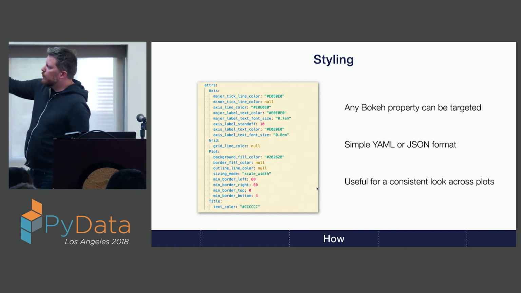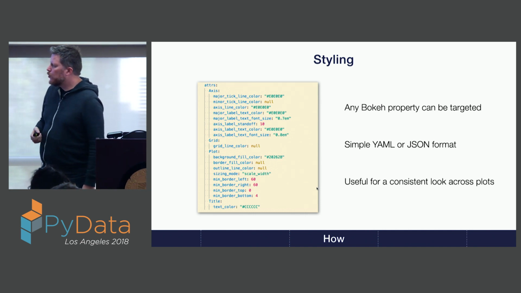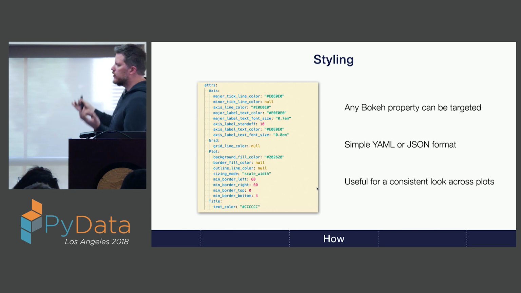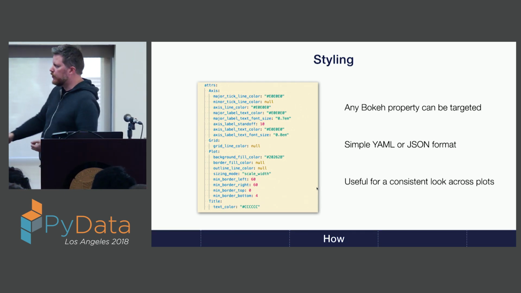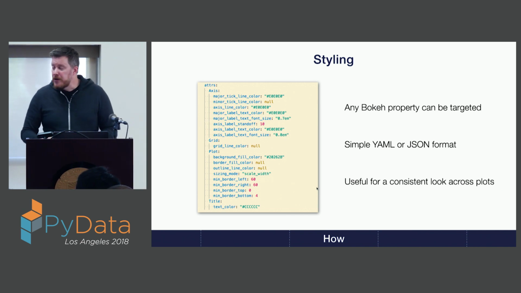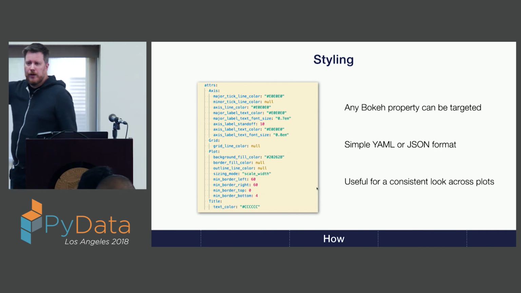But you can also put this information in a declarative YAML or JSON format and then load this as a theme. That's actually really useful if you want to have a consistent look across several plots in a dashboard, for instance. You can just dump all of that inside this sort of Bokeh style sheet, if you will. And you can pretty much target any property on any Bokeh object, right?